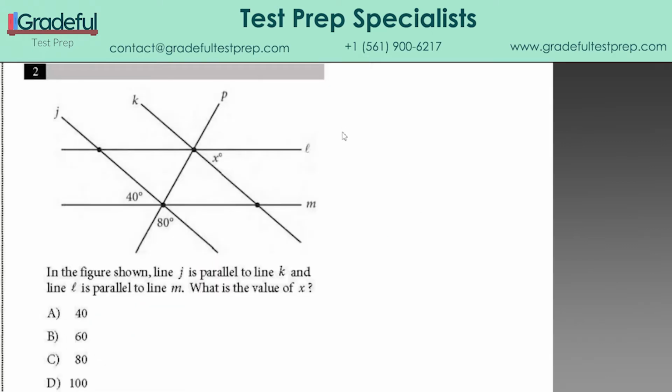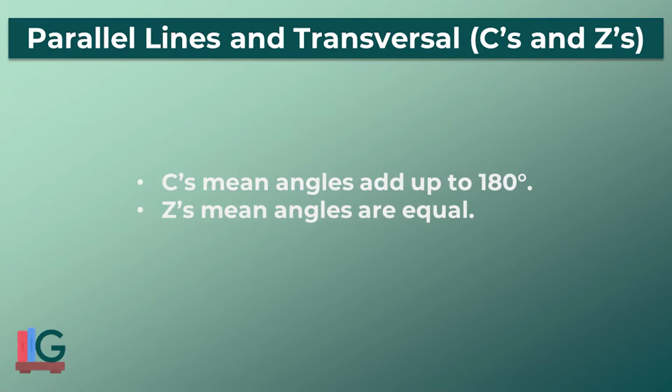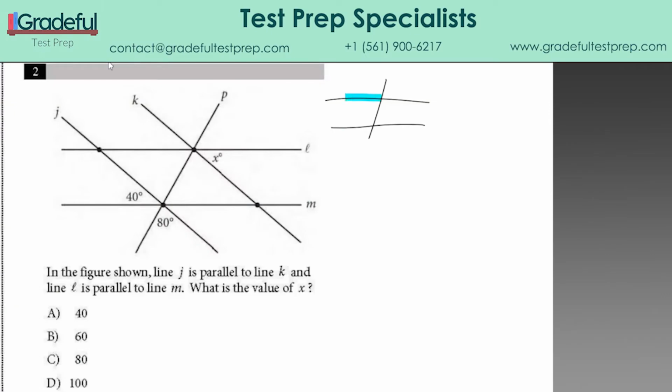Question number 2 is asking about parallel lines. And before we get into it, we want to know that parallel lines come down to C's and Z's. So what do we mean by that? We mean that if you see a Z shape or a backward Z shape, then you're supposed to know that the 2 elbows of the Z are equal to each other. So if here we have angles A and B, then they're going to always be equal to each other.